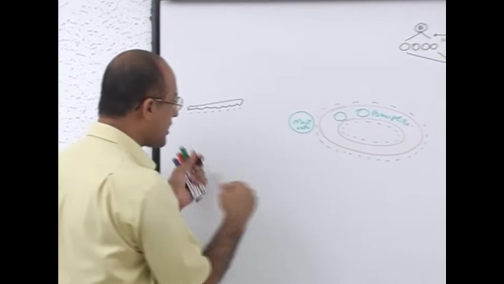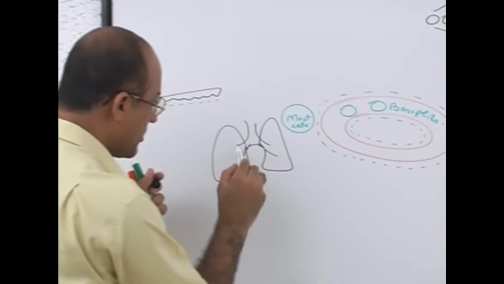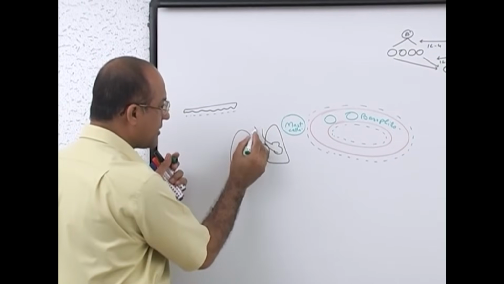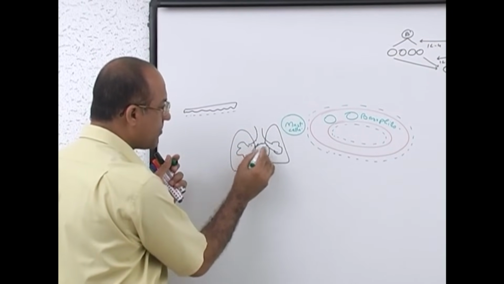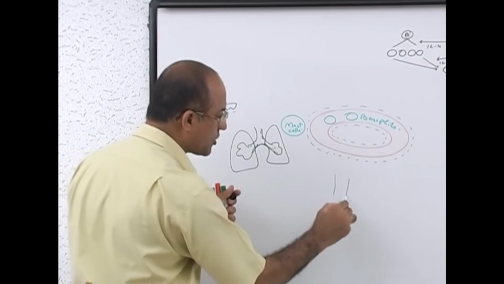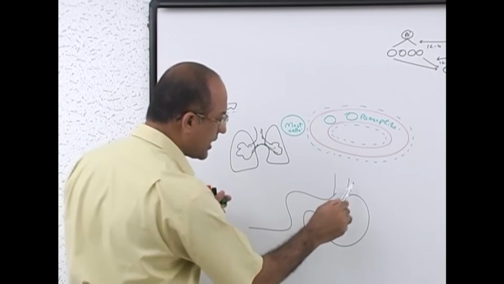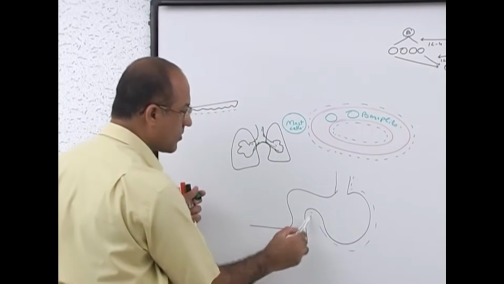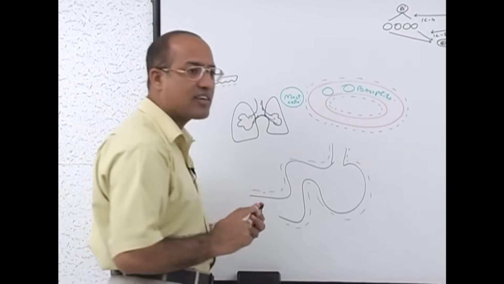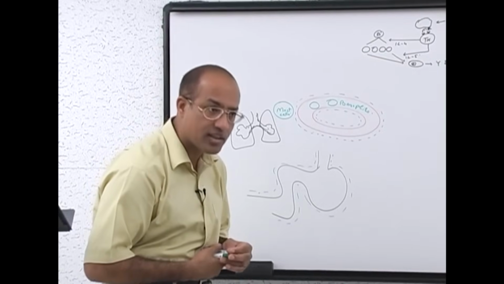Mast cells are specially concentrated under all this mucosal lining, laryngeal and pharyngeal, right? Even mast cells are well concentrated under the mucosal lining of the GIT, right? And mast cells are even well concentrated under the mucosal lining of the urogenital system.